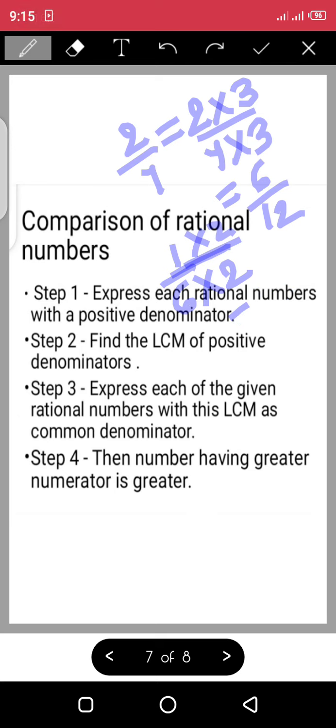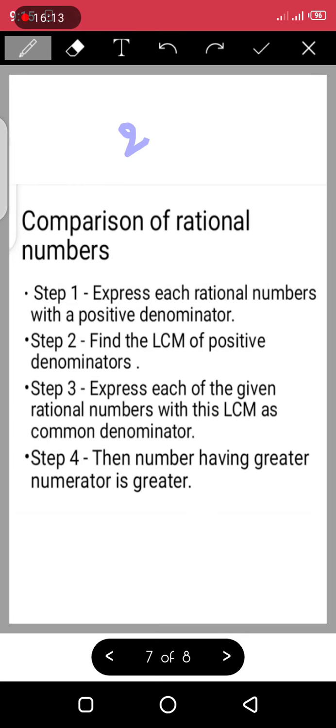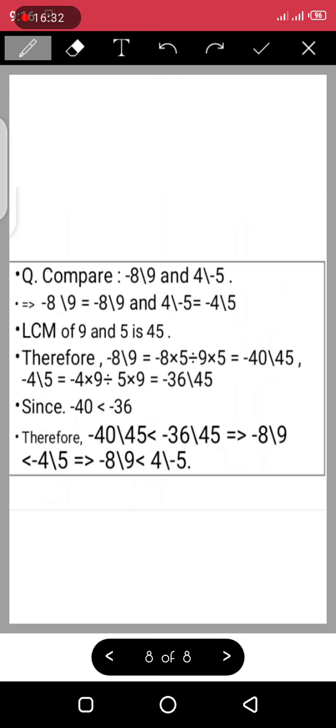Now the next step is that the number having greater numerator is greater. Now all the denominators are same, so what is left is the numerator. So now we will compare the numerators, and whichever number has the greater numerator, that number will be the greater one. Now let's see it through an example. So here we have a question: compare minus 8 by 9 and 4 by minus 5.